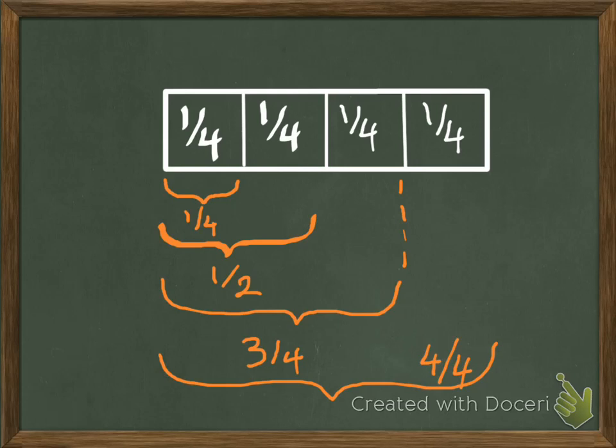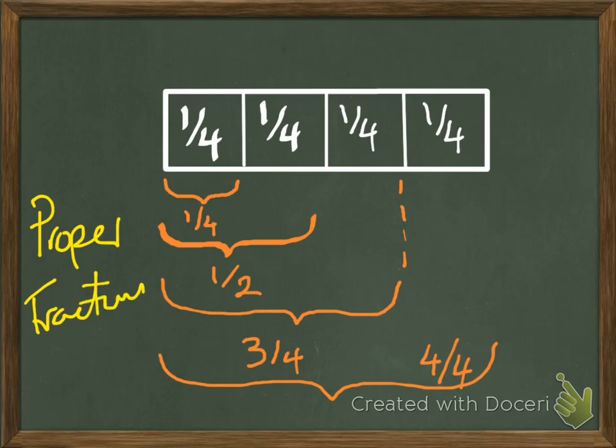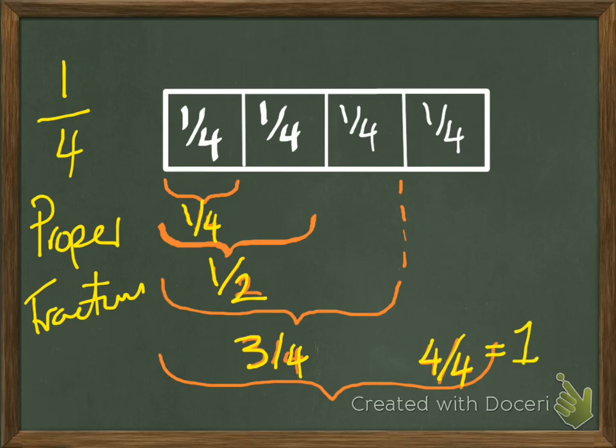Let me also say that these are all proper fractions. One way of describing that is that the top is always smaller than the bottom, or the numerator is always smaller than the denominator. So I've got 1 over 4 here. I've got 1 which is smaller than 2. I've got 3 which is smaller than 4. The oddity though is when we get to 4 over 4, because we know that that actually equals the 1, or the whole.